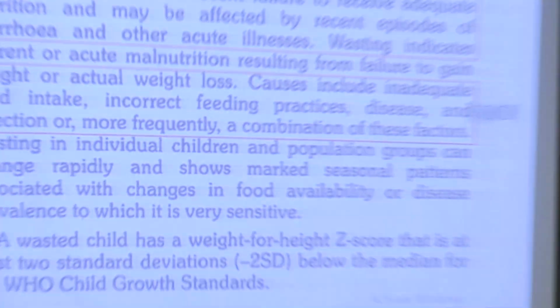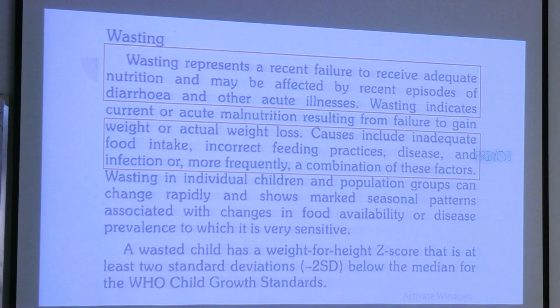Okay. So wasting is a recent failure to receive adequate nutrition. There is a recent bout of infection, or recently the child has not taken any food, then that is acute malnutrition or wasting, and it may be affected by recent episodes of diarrhea or other illnesses. There is actual weight loss, and the causes include inadequate food intake, incorrect feeding practices, disease and infection, more frequently a combination of these factors.